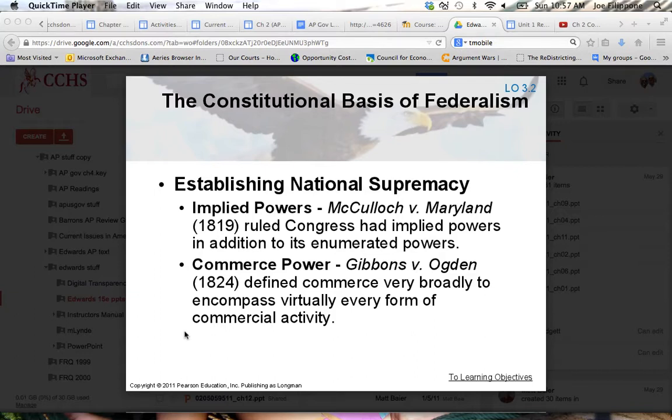Also, what established national supremacy is commerce power, the power to regulate interstate and foreign commerce, sorry. And one Supreme Court case early on, Gibbons versus Ogden, defined commerce very broadly. Okay, so it encompassed nearly every commercial activity. So that gave the national government more supremacy over the state governments.